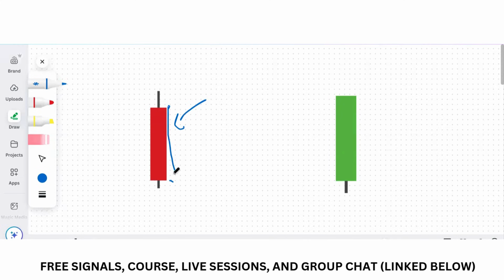Okay, the body of the candle is telling you what price did within that time frame. If I'm in the 30-minute time frame, this is where price opened and this is where price closed within 30 minutes. So whatever time frame you're on, that is what the candle is telling you happened within that time frame. Again, guys, green candles, buyers are in control, and red candles, the sellers are in control.